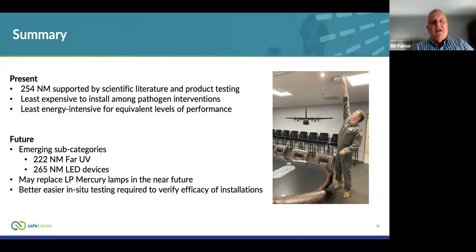But there's also emerging technologies that are both emerging and here. 222 far UV, as is shown in the picture to the right, can be used as both an upper room type of device, but can also be used as a whole room device, shining down into the room and irradiating surfaces as well as the air. And 265 nanometer LED devices are also starting to enter the market. But whether it's a 254 upper room fixture, 222 far UV, or 265 LED device, all of these devices are going to need better in situ testing to verify their performance in place. And with that, I'm going to go ahead and turn it over to Nick.